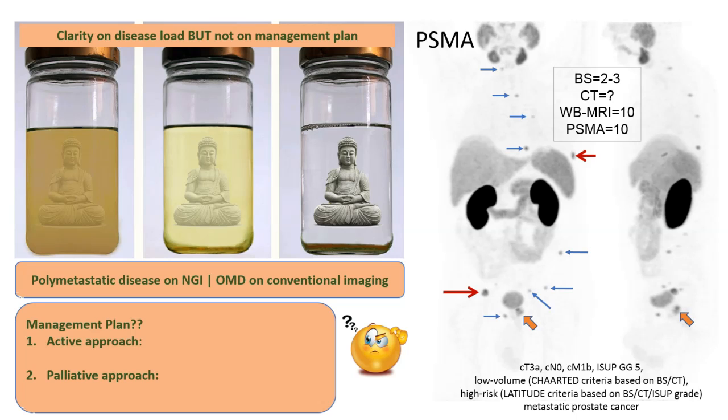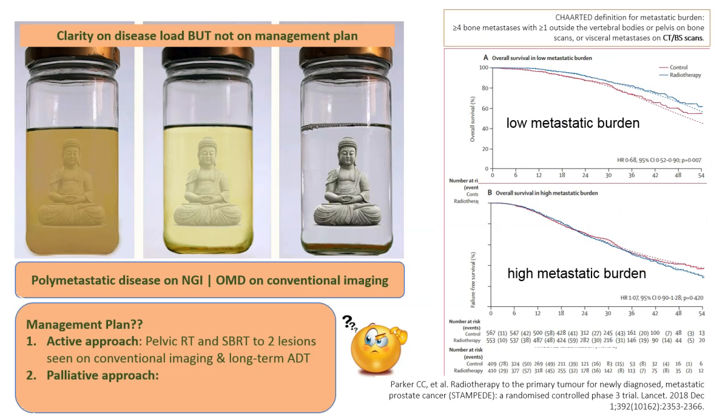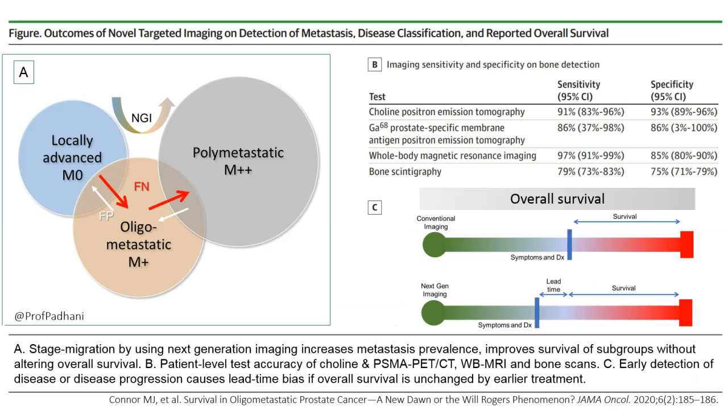But have we progressed the patient in terms of a management plan? Should we take an active approach, which is pelvic radiotherapy and Cyberknife radiotherapy to the 2 lesions that we can see on the conventional imaging, and leave the other lesions to be taken care of by ADT, because there is certainly evidence for that approach? Or should we take a palliative approach, given that this is polymetastatic disease, and treat him with androgen receptor directed therapy alone or even chemotherapy?